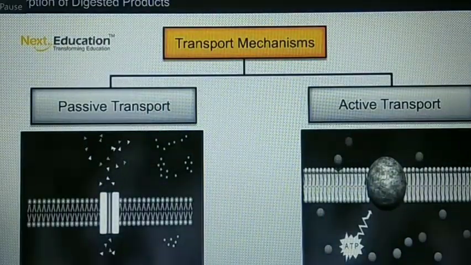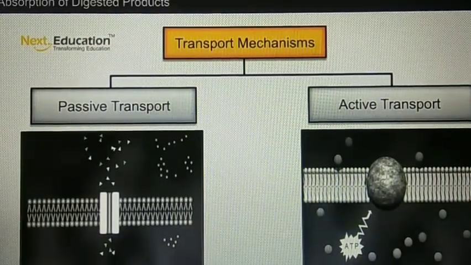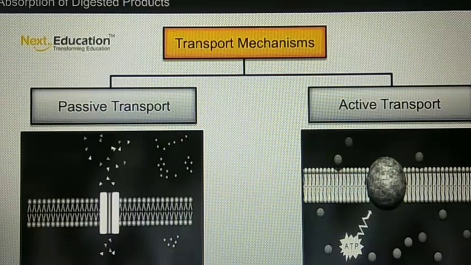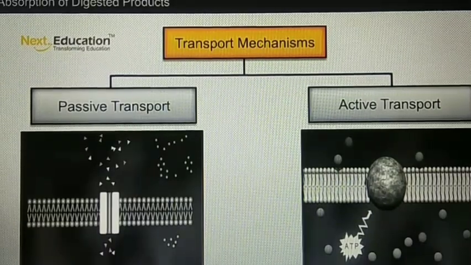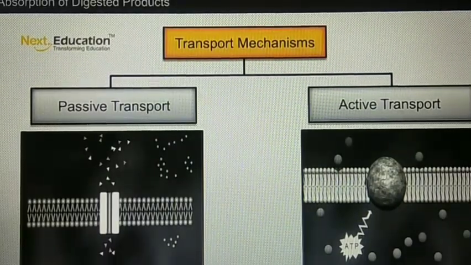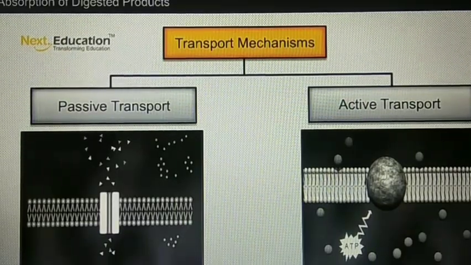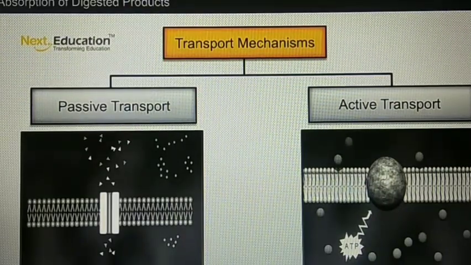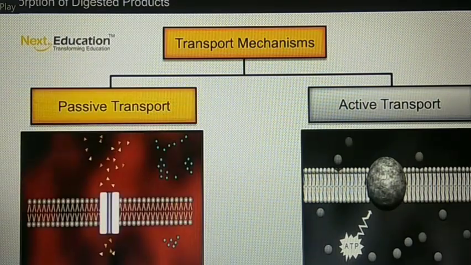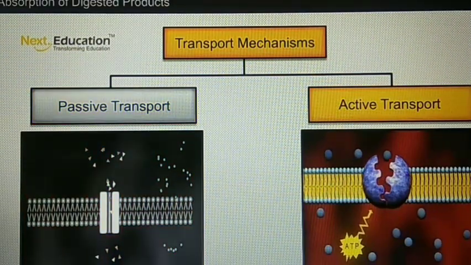Then next is how these simplest forms of nutrients are absorbed into the intestinal wall. How does this absorption take place? There are mainly two mechanisms for absorption of these nutrients. They are called passive transport and active transport. So two transport mechanisms are utilized for this absorption of nutrients. One is called passive transport, another is called active transport. We'll see what is this active and the passive transport.